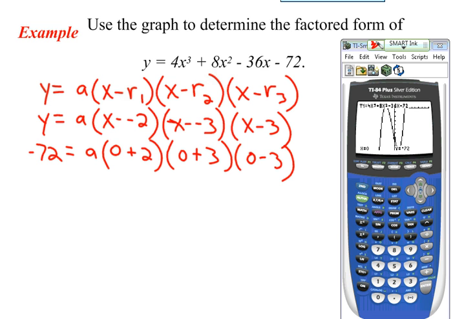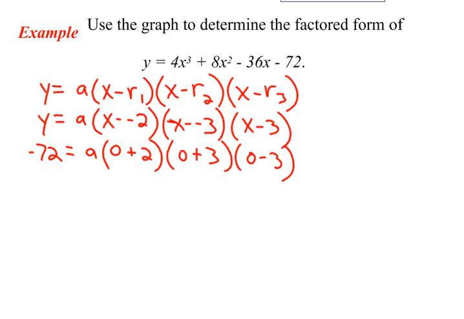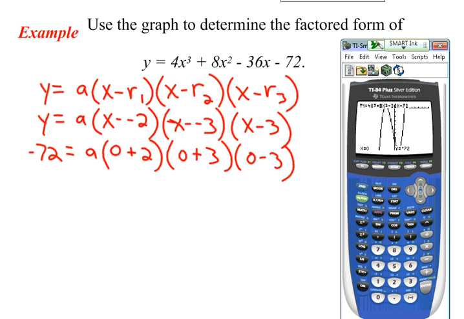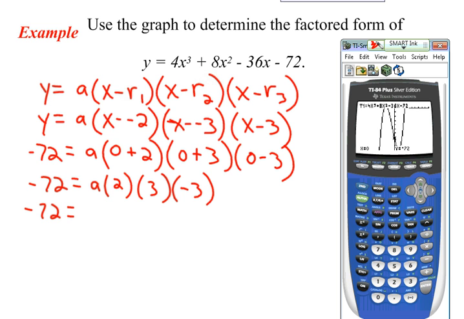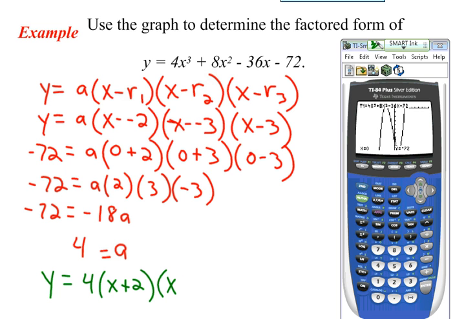Notice I changed the minus and negatives to a plus right here and here. Now we're going to solve for a. So we have negative 72 equals a times 2 times 3 times negative 3. Negative 72 equals 2 times 3 is 6, 6 times negative 3 is negative 18. So negative 18a. Divide both sides by negative 18. a equals 4. So now we can write our equation out in factored form. y equals 4 times x plus 2 times x plus 3 times x minus 3.